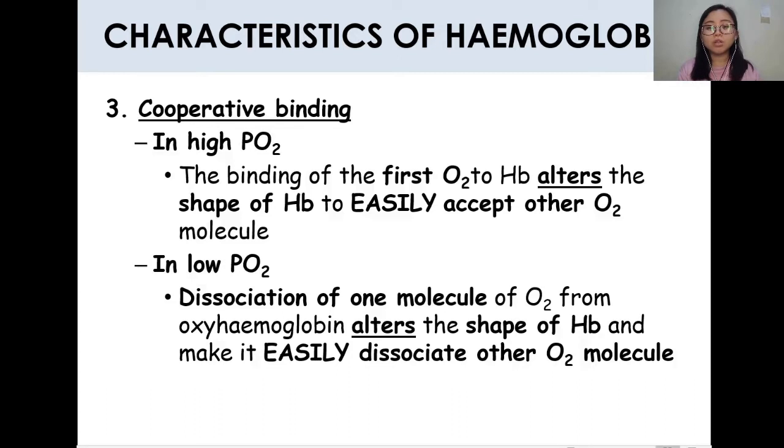dissociation of one molecule of oxygen from oxyhemoglobin alters the shape of hemoglobin and makes it easily dissociate the other oxygen molecule.